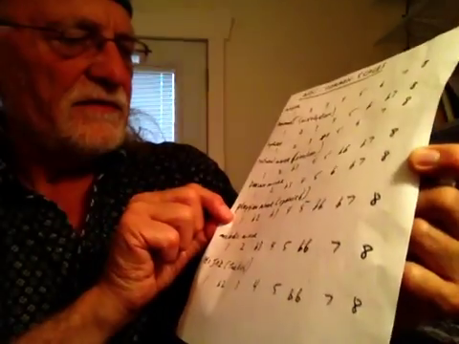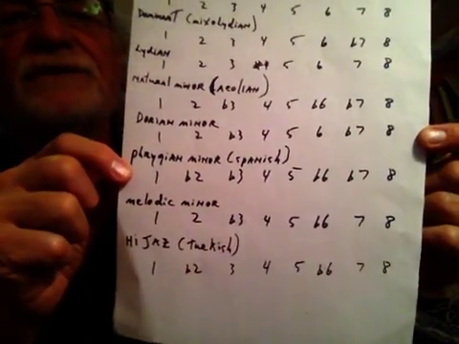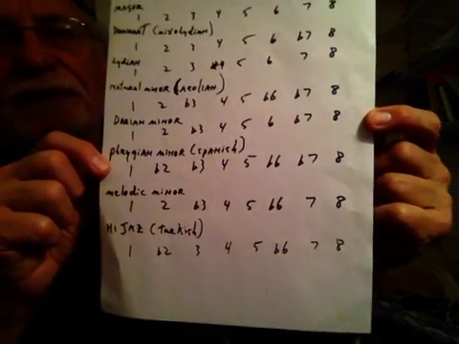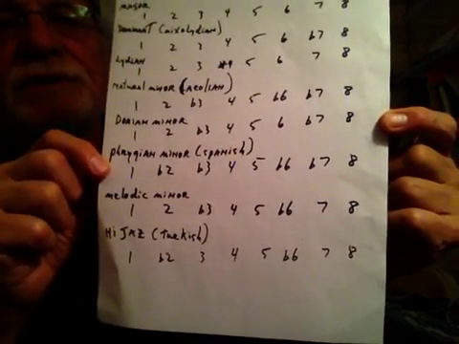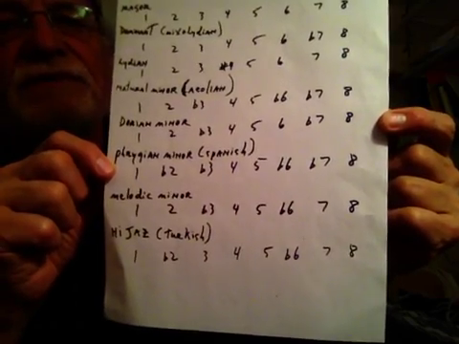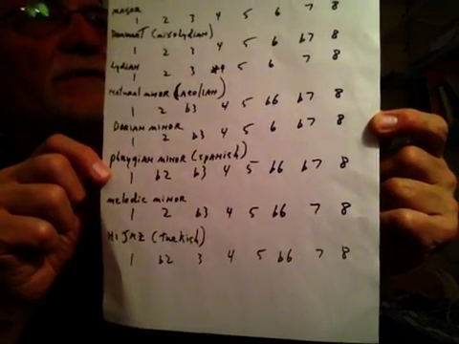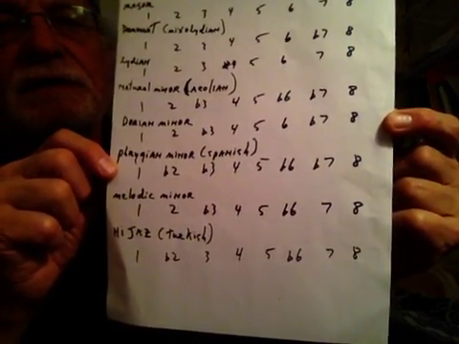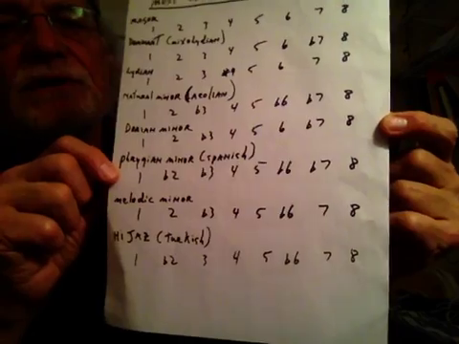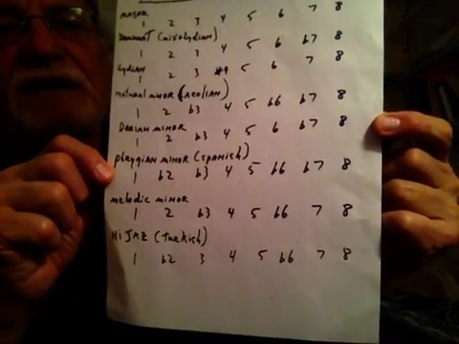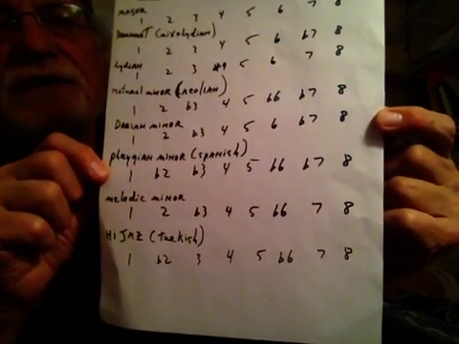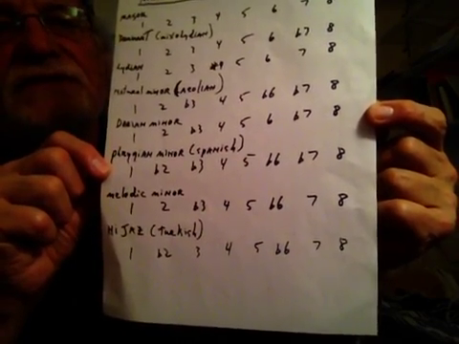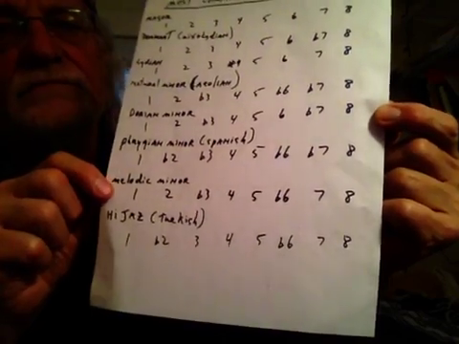And then we have the Phrygian minor, so another romantic name about the ancient Greek era. It's also known as Spanish minor because it's very common in both Spanish classical music and in flamenco music. Its main feature is that it has a flat 2. So the entire scale has 1, flat 2, flat 3, 4, 5, flat 6, flat 7, and 8.